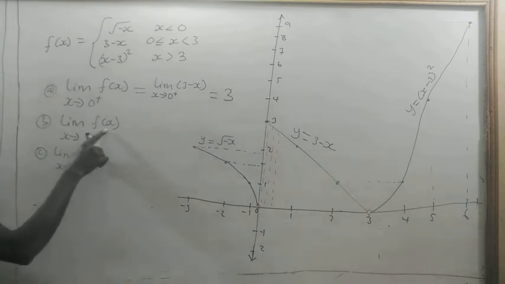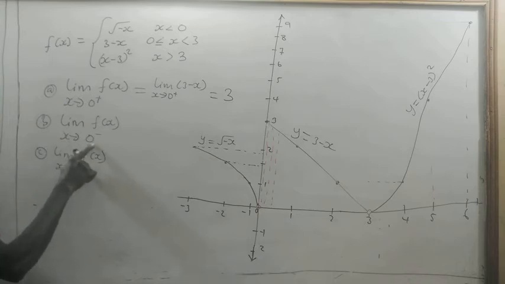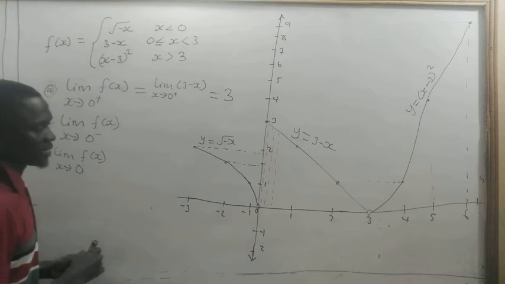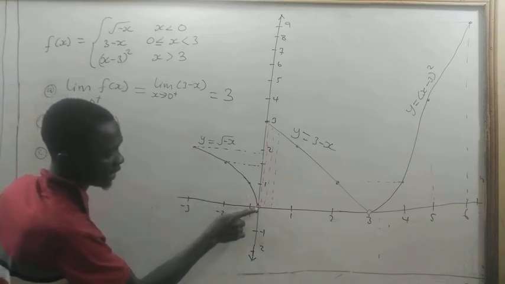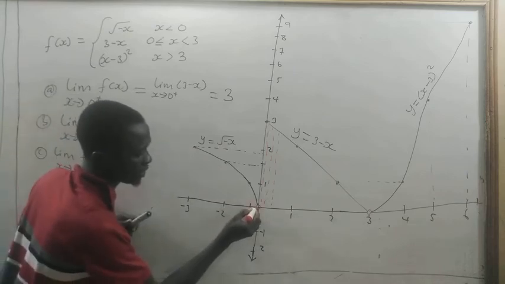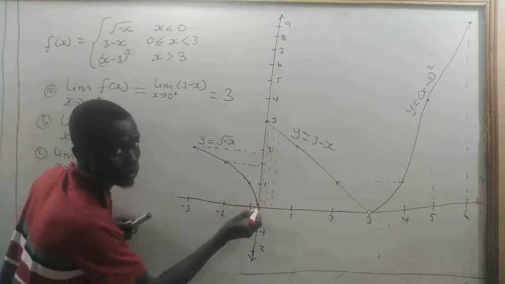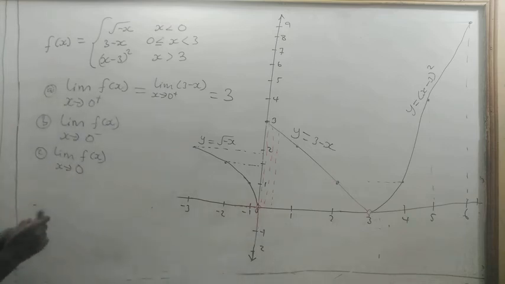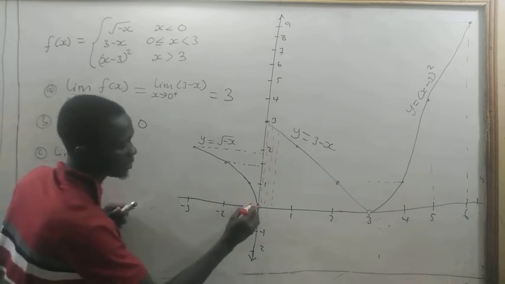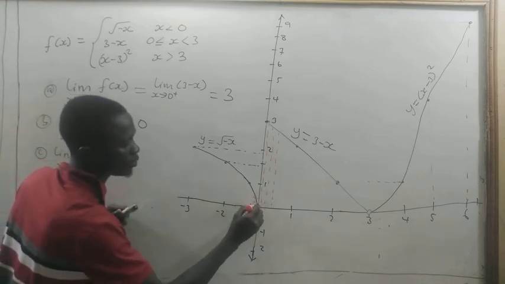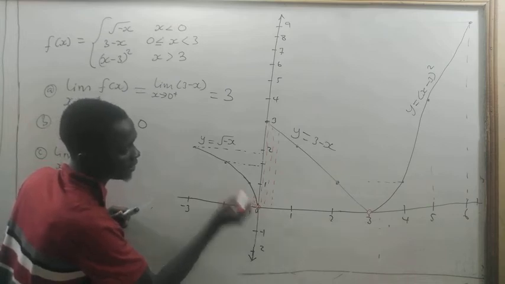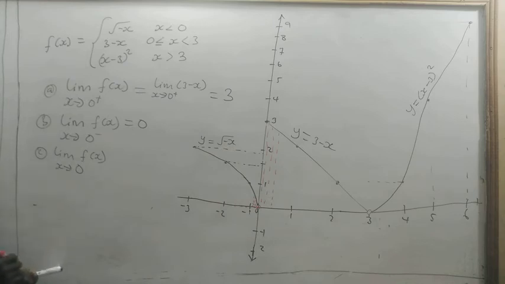As x approaches 0 from the left, for f of x we are going to use this curve. You see that this curve will come and land on the 0. So if you want to trace this, you trace it where? It is still on 0. So this one, it will be 0. Because as x approaches 0, you see that the function will also come to 0.